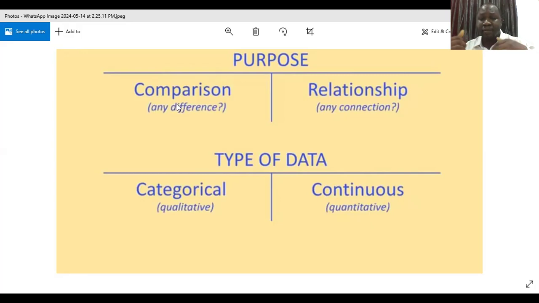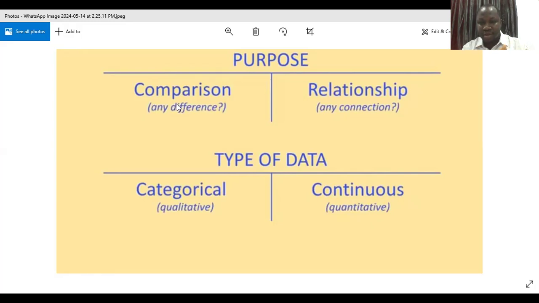So by the time you are writing your methodology, you will know the tests to use. I'm going to use this test for this. I'm using ANOVA for this. I'm using chi-square for this. I'm using regression for this, based on this understanding I'm supplying. So the purpose of your analysis is either comparison or relationship, and look at the type of data, is it categorical or continuous. Continuous data flows more with relationship. Categorical flows more with comparison. Don't forget that.